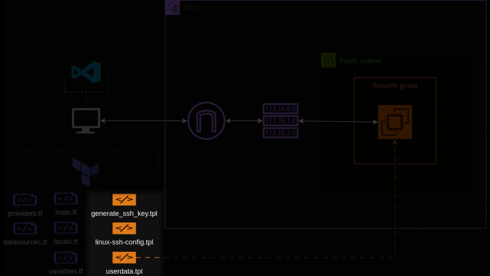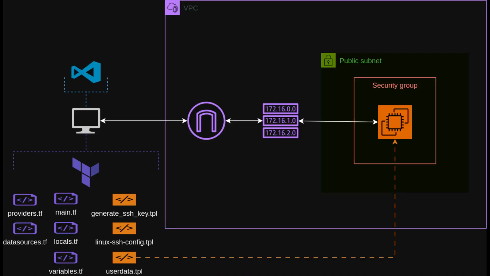We use templates like generate SSH key template to create the SSH key pair, Linux SSH config template to set up Linux-based SSH configuration, and user data template to initialize the EC2 instance. With Terraform, we gain the ability to create, modify, and maintain our infrastructure with precise, codified blueprints, enabling consistent deployment and scalability.